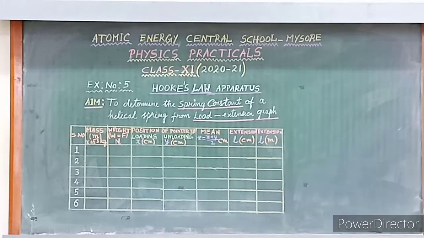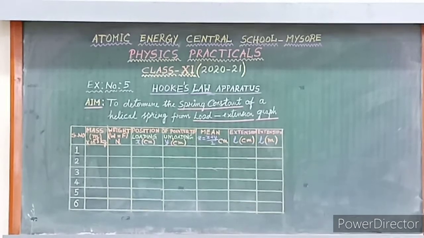Atomic Energy Central School, Mysore presents physics practicals for class 11, academic year 2020-21. Experiment number 5, Hooke's Law apparatus.